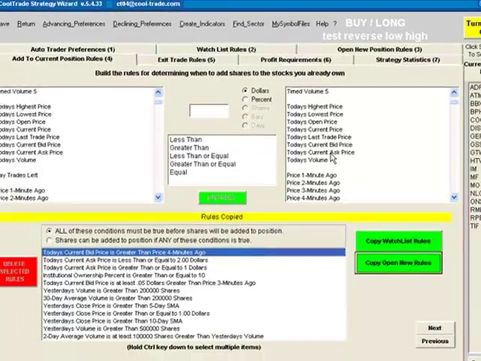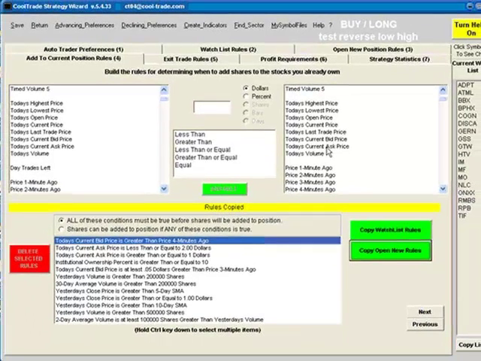That's it for adding shares to additional positions. The next thing you're going to be looking to do is looking for our exit rules.